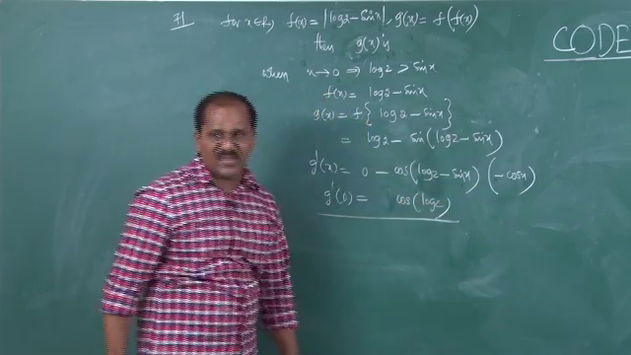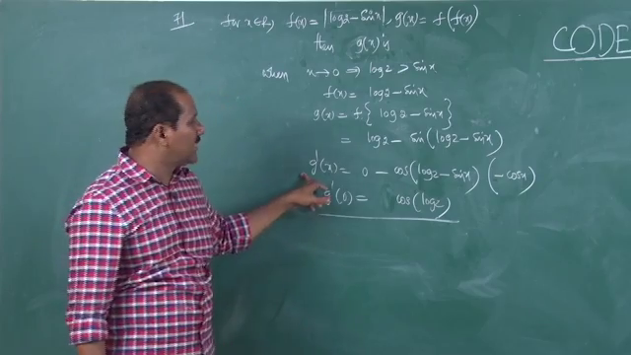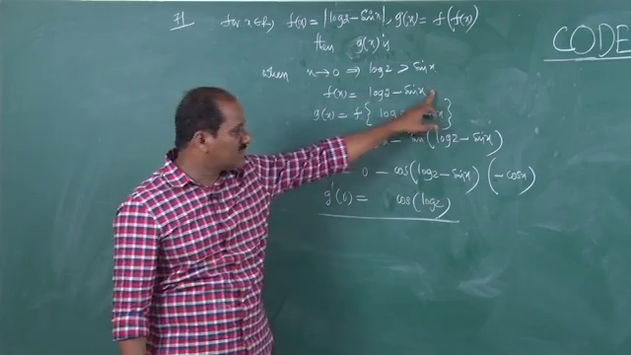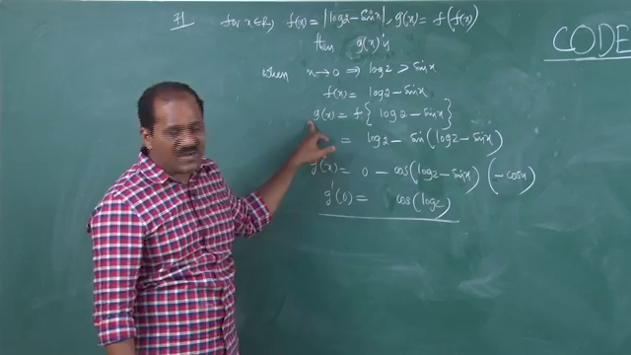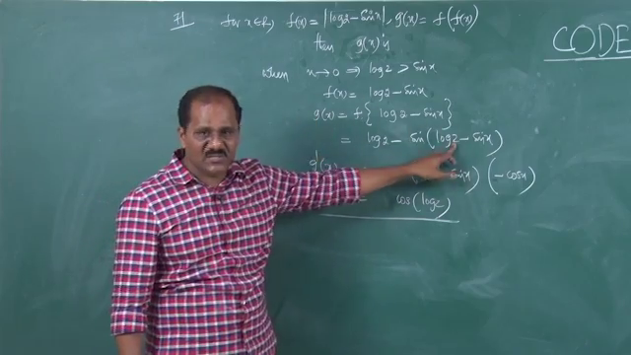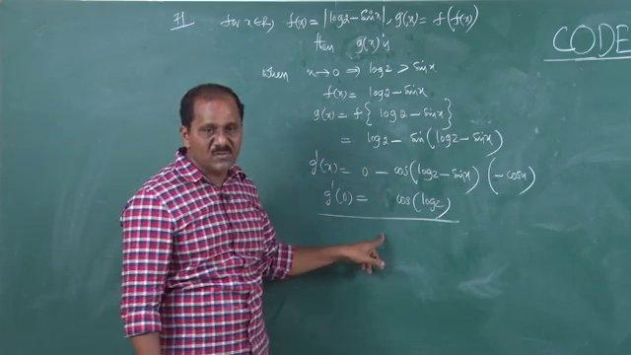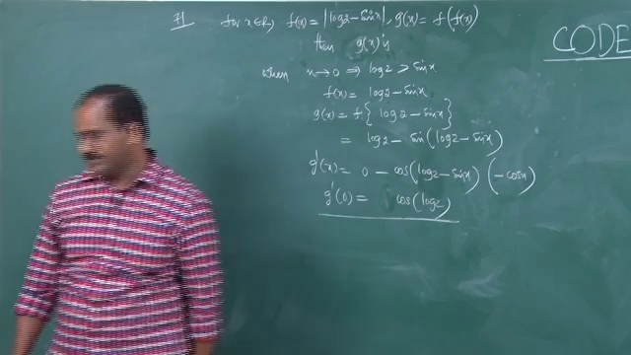Whether you calculate x tends to 0 plus or x tends to 0 minus, f of x is the same, that is why we calculate g of x directly. We got g of x equal to this function, and g dash of 0 is equal to cos of log 2.